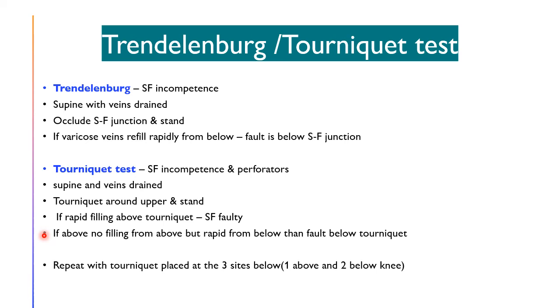It can be either in the popliteal vein, popliteal saphenous vein, or it can be at the deep perforators. This test is repeated with the tourniquet placed at 3 sites, 1 above and 2 below the knee, to localize the site of the deep perforators that are incompetent.